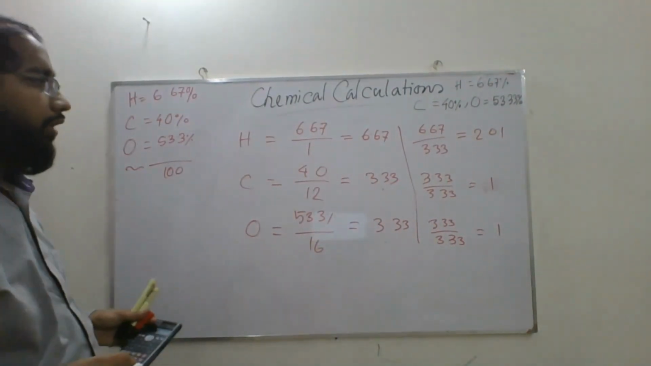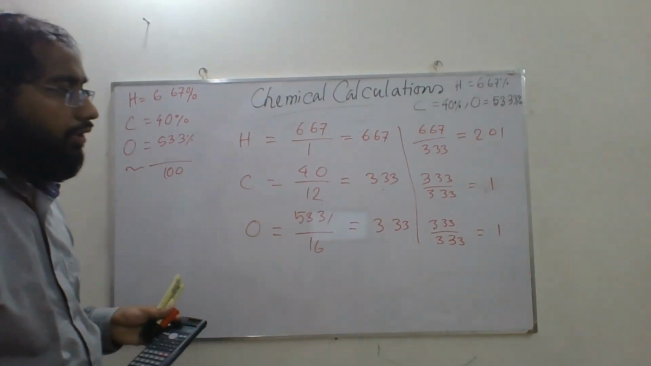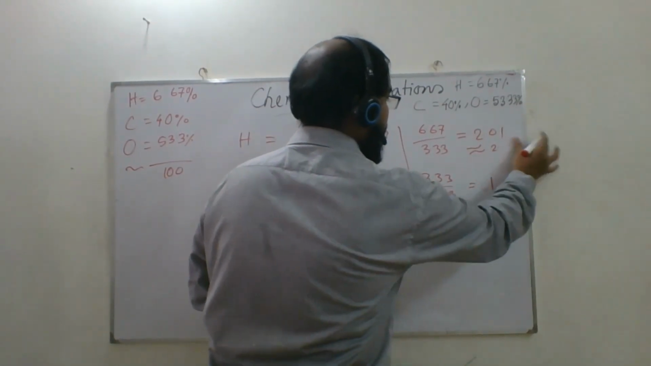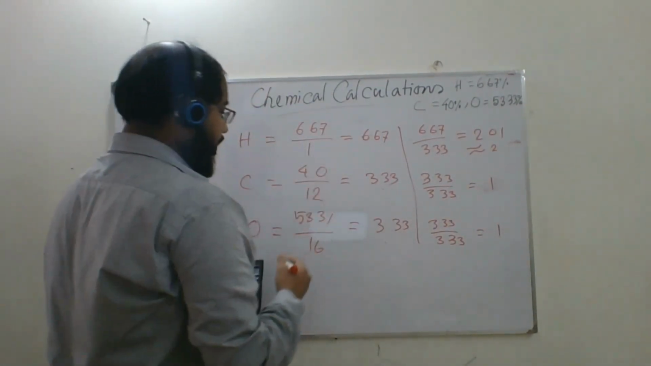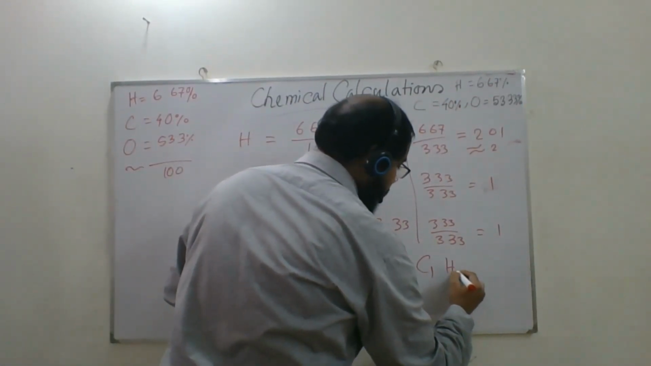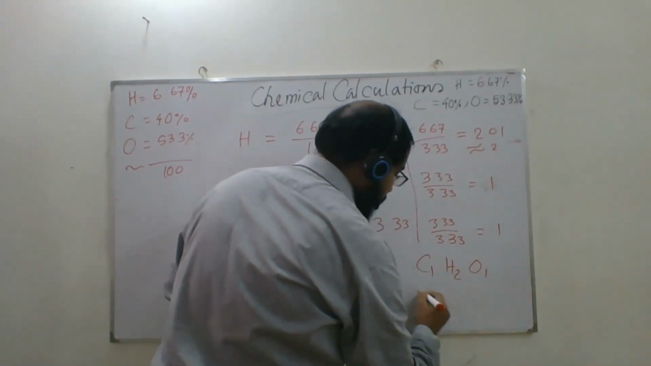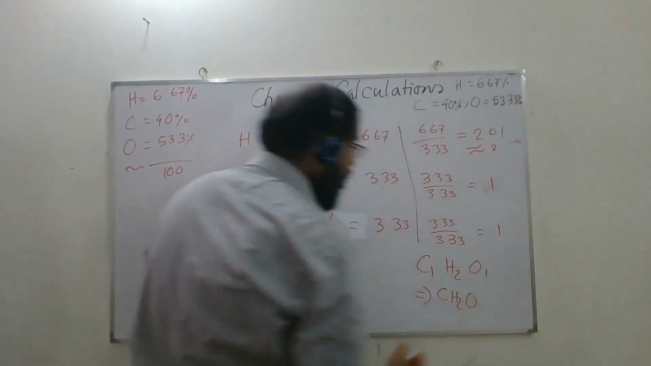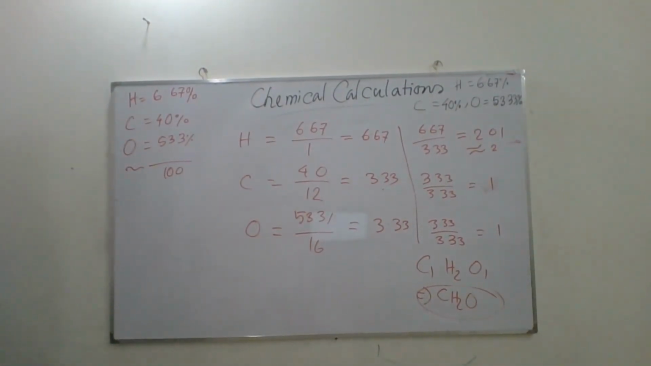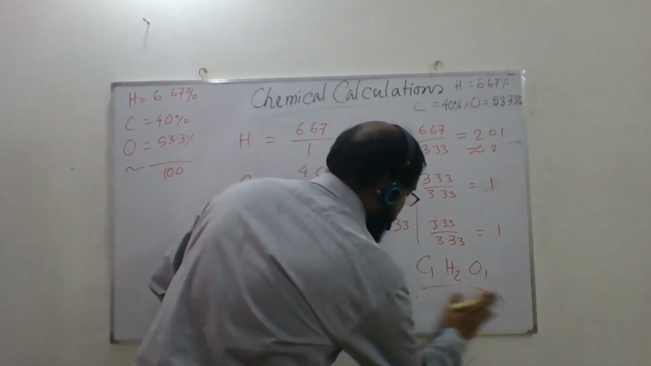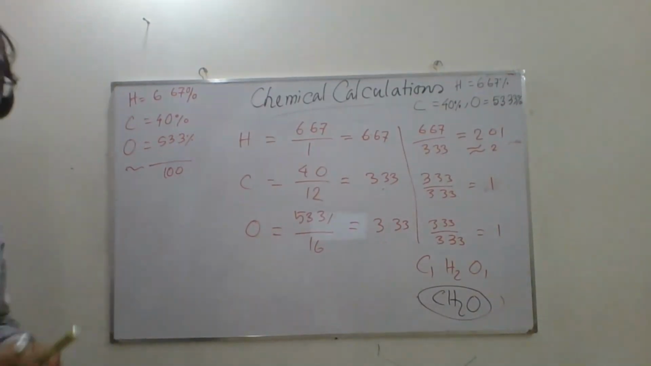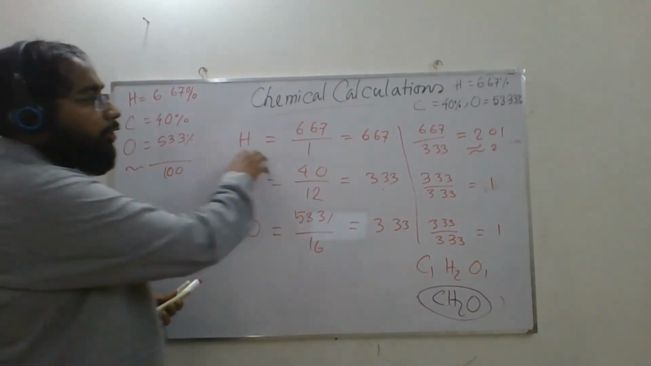So that means we obtain a ratio, and we can write 2.01 as 2. So the ratio of carbon, hydrogen and oxygen in this compound is carbon 1, hydrogen 2 and oxygen 1. So it is CH2O. This is the empirical formula we obtained from this calculation, calculated from the percent composition.